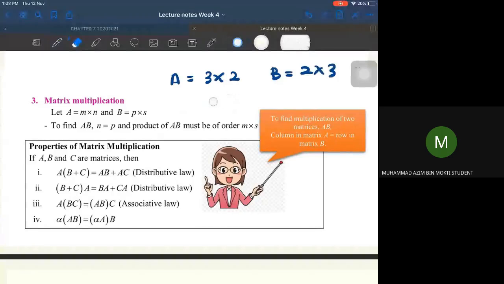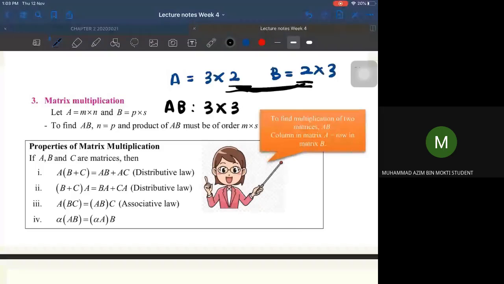Okay. So, bila you nak buat darab, you kena pastikan this one sama dengan yang ni. Okay, kalau tak sama, operation darab tu tak boleh berlaku. Okay. So, kalau yang ni dengan ni sama, the product of that one, so AB awak akan jadi 3 kali 3. Okay, so AB awak akan jadi this one with this one.